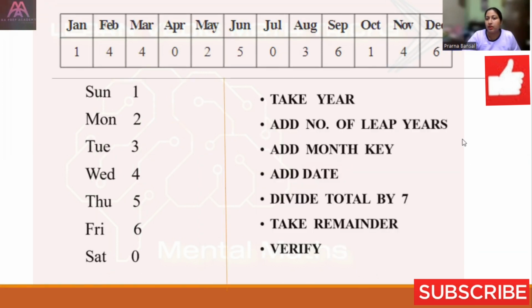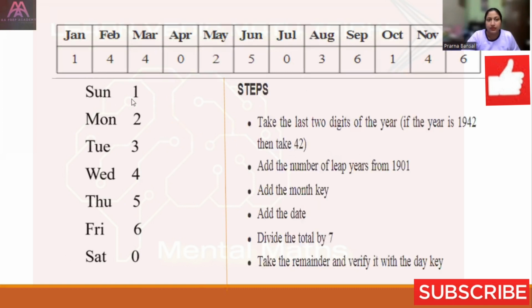Steps written over here, how we will proceed. First of all, we will take year. After that, add number of leap year. We will add month key from here. We will add the date which is given to us. Divide total by 7. We will add all these 4, and after that we will divide by 7 and we will find the remainder. What remainder will come? That will tell us the day. Okay, step by step karte hain.